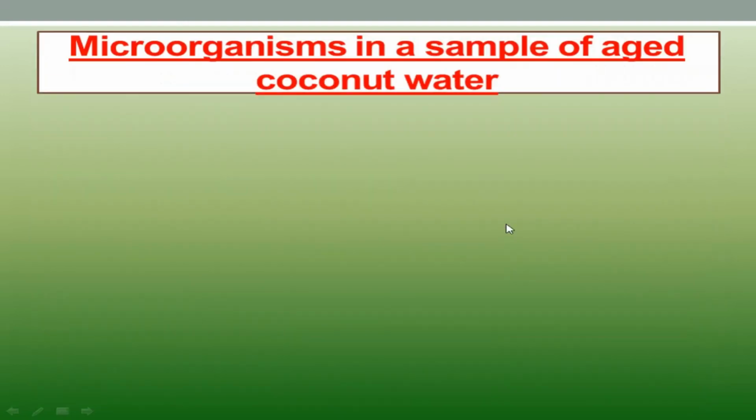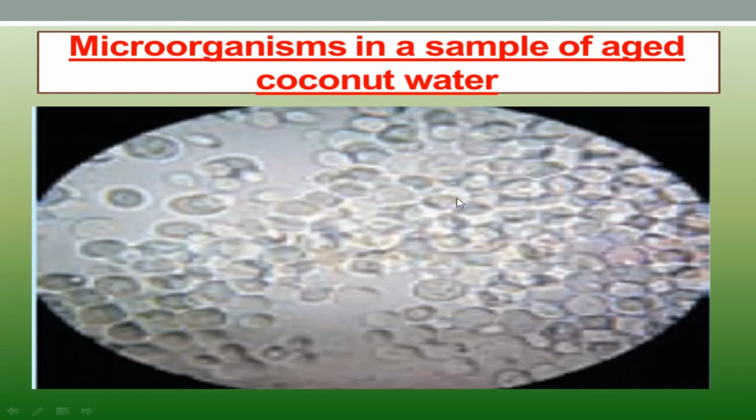Right, then we will go to microorganisms in a sample of aged coconut water. If you take some coconut water into a bottle and keep it for 1 or 2 days, then by observing one drop of that coconut water, you will be able to see a picture like that. These are some microorganisms present in the coconut water.